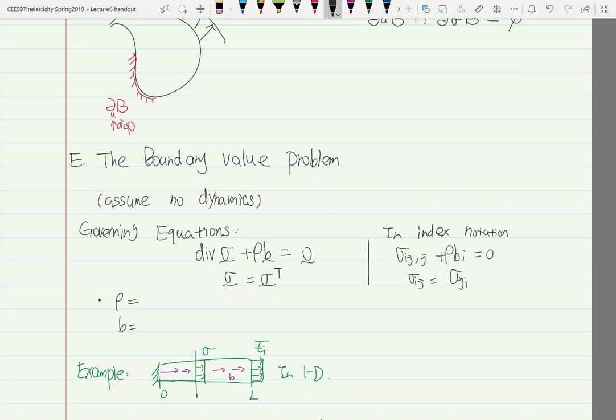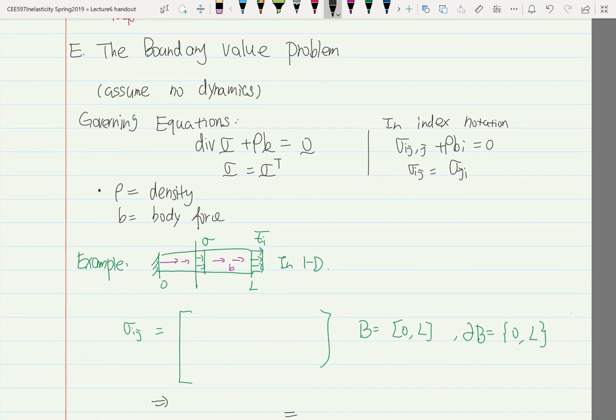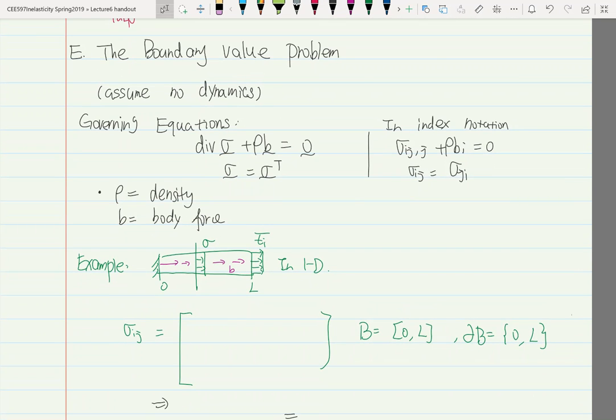Again, I wanted to emphasize that for sigma ij comma j, there's a repeated index j, so basically we need to sum over it. Okay, and rho is the density, we know, and b is the body force, right? This 3D boundary value problem is also applicable to a 1D problem, right? It does not mean that because it's extended to 3D it's not compatible with 1D. It's always going to be backward compatible.